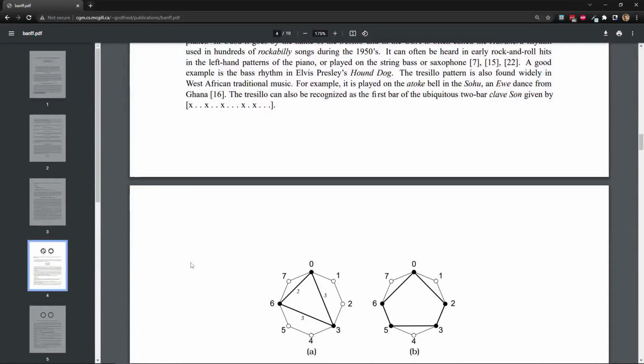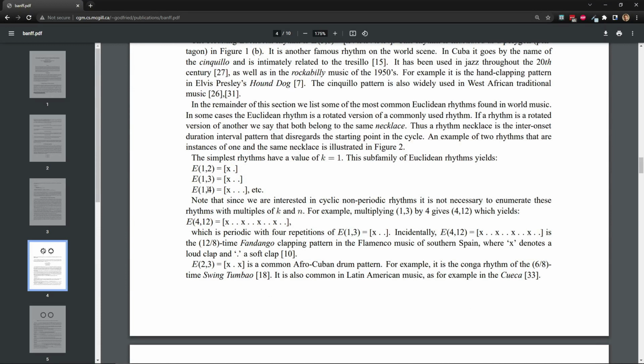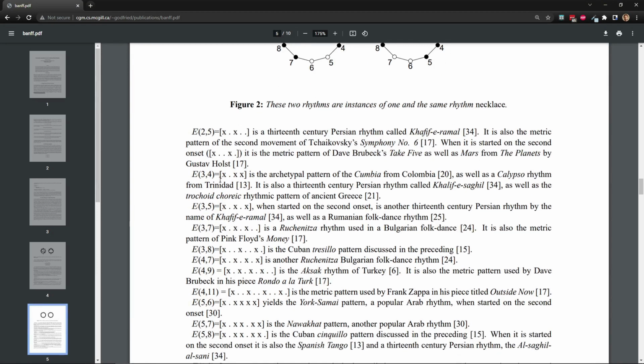And really more interesting for me, or maybe for musicians anyway, is the vast list of examples in this paper. So here you can see, for instance, different patterns like 1 over 4, 4 over 12. And incidentally, the 4 over 12 pattern is a fandango clapping pattern in flamenco music. That's really interesting. And as we go further down, we can see so many examples of really interesting rhythms. For instance, this one here, 3 over 7, is a Ruchenitsa rhythm used in Bulgarian folk dance, which is also used in Pink Floyd's Money.